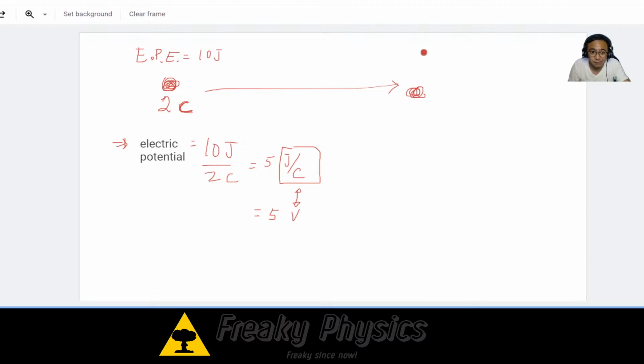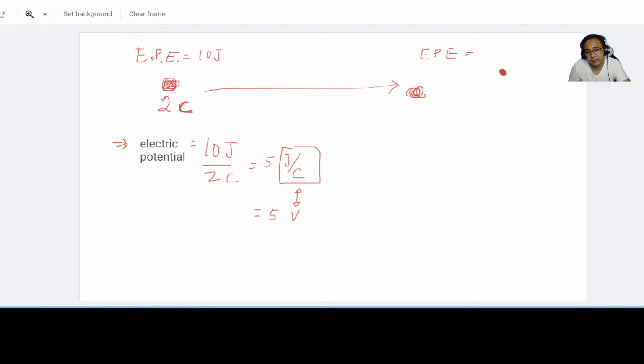Then let's say at this point, the electric potential energy is now, let's keep it easy first, 0 joules. So in this particular case, the electrical potential is equal to 0 joules. I guess that should be obvious on how we got 0, right?